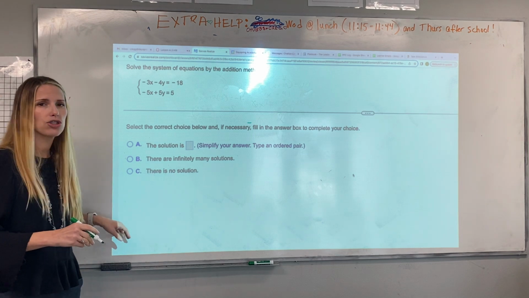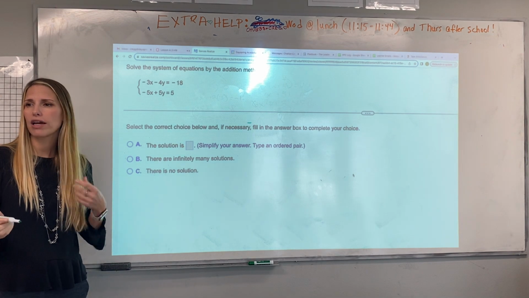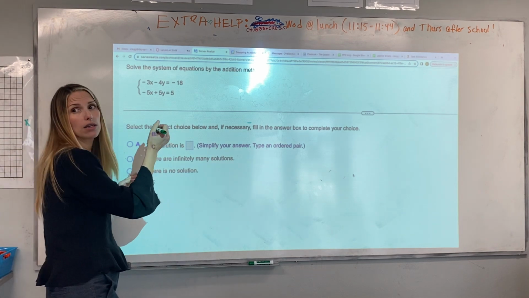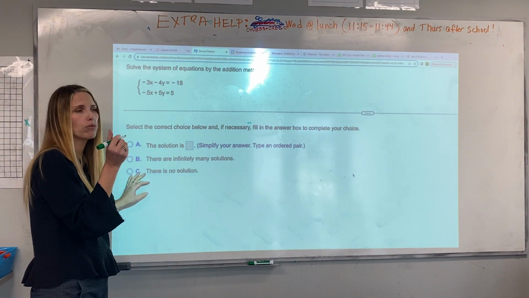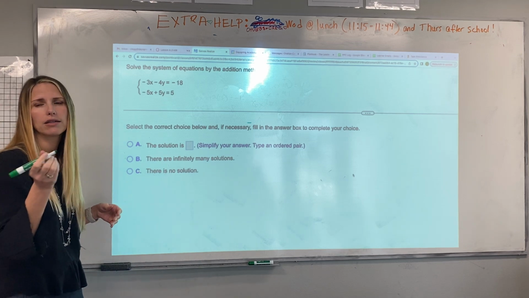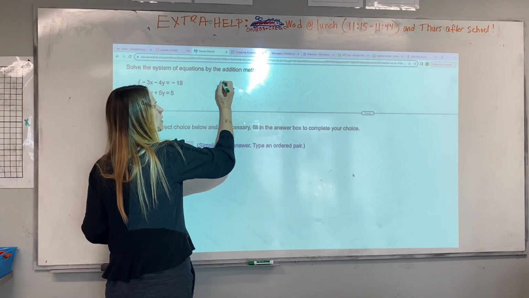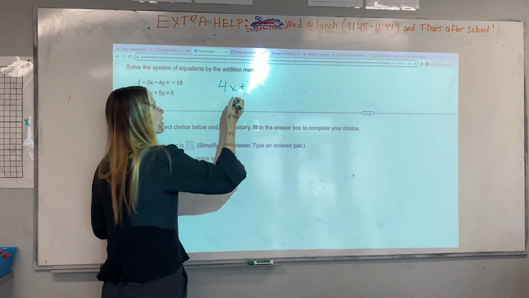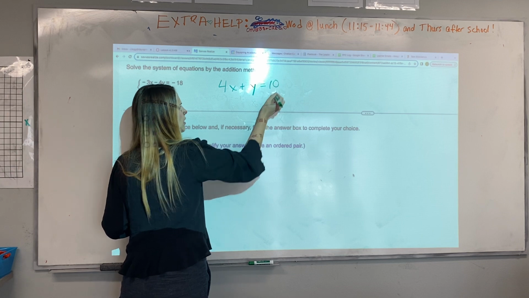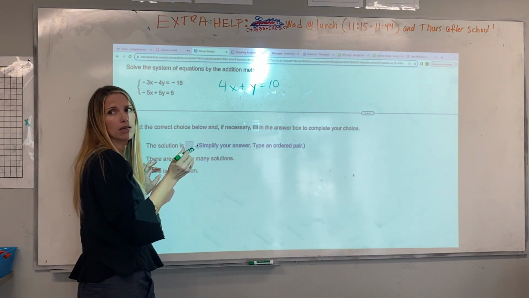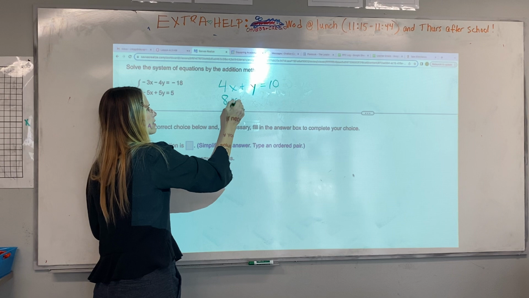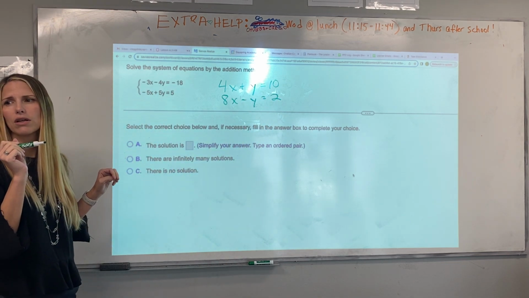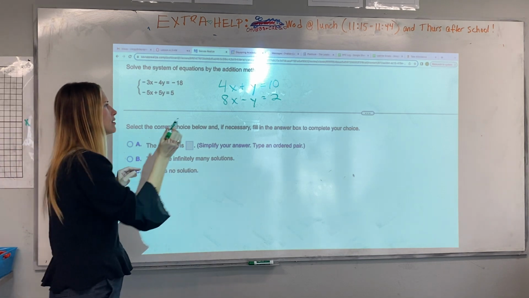Melanie, what is your system of equations? I'll write it on the board and I'll do yours now, okay? We'll just go through the x part real quick. Just give me the whole system. 4x plus y equals 10. Okay. 8x minus y equals 2. And what did you get for your x value? 4. Okay, I'm just going to double check that.